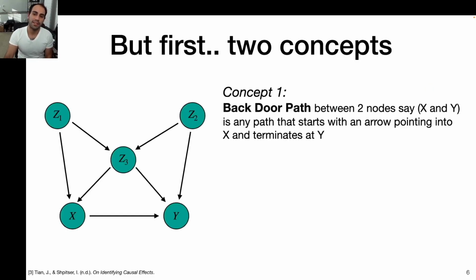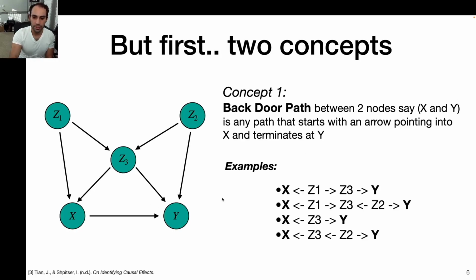But first, we need to define two concepts. The first concept is that of a backdoor path. A backdoor path between two nodes, say X and Y, is any path that starts with an arrow pointing into X and terminates at Y. Looking at this example on the left here, all the backdoor paths in this DAG are listed here.